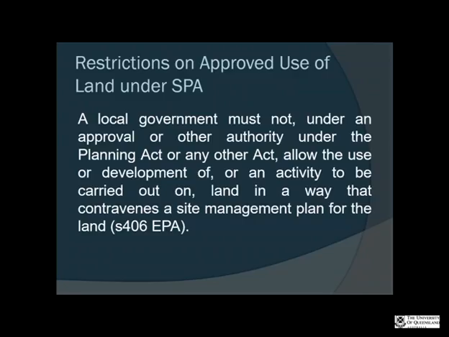So what happens once it's on the register? Well, one of the things is there needs to be a restriction on what is the approved use of the land under the Sustainable Planning Act. So what it says is a local government must not, under an approval or any other authority under the Planning Act or any other act, allow the use or development of the land in a way that contravenes a site management plan for the land.